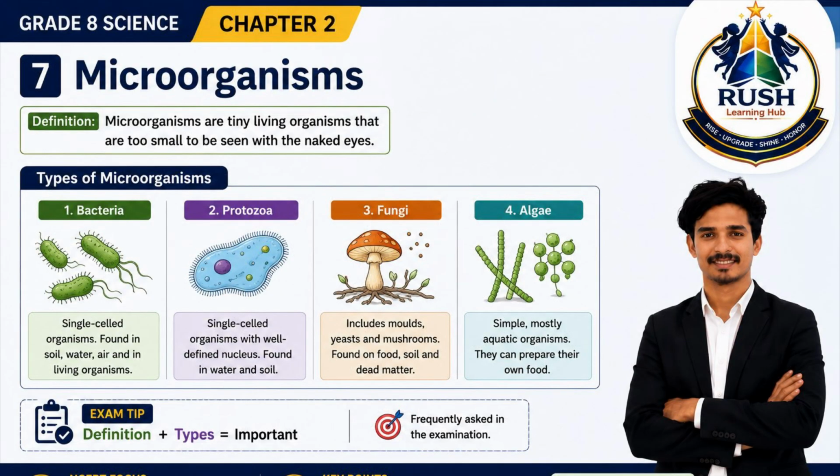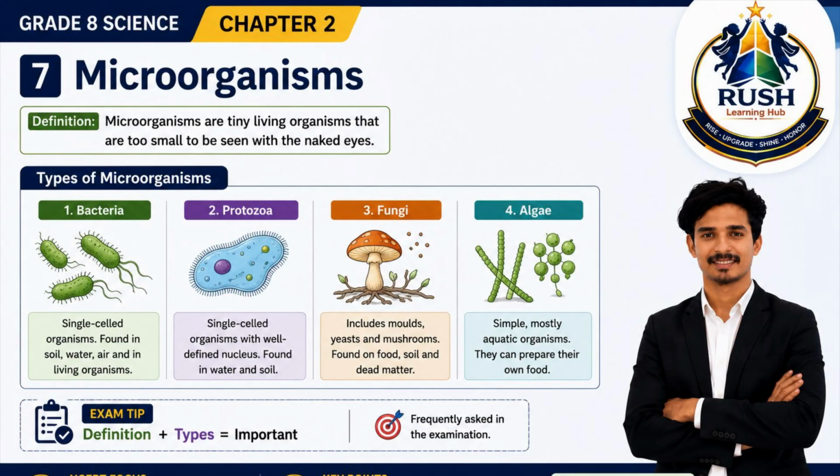Microorganisms. Microorganisms are living organisms that are too small to be seen with the naked eye. They can only be observed using a microscope. Microorganisms are present almost everywhere. They live in water, soil, air, and even inside the bodies of plants and animals. There are 4 major groups of microorganisms discussed in this chapter. These are bacteria, protozoa, fungi, and algae.